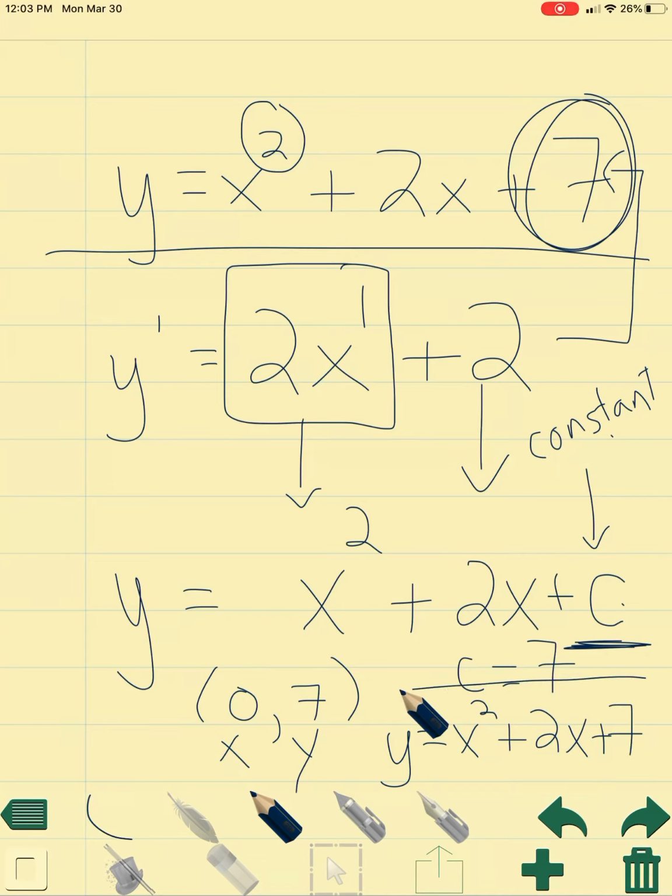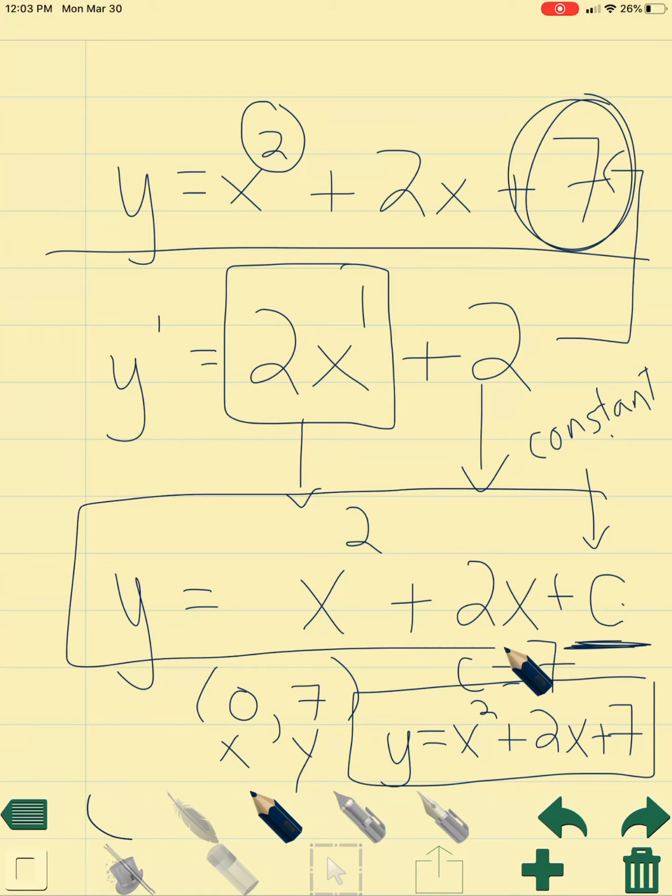plus 7. Now, if you weren't given a point, you would just leave this as your answer, knowing that it would be more of a general solution, because we don't have what our c value is.